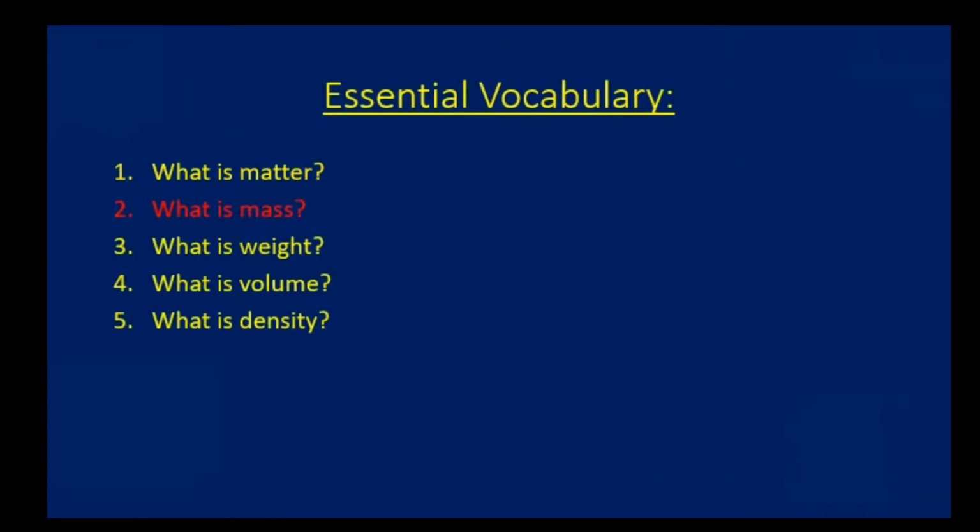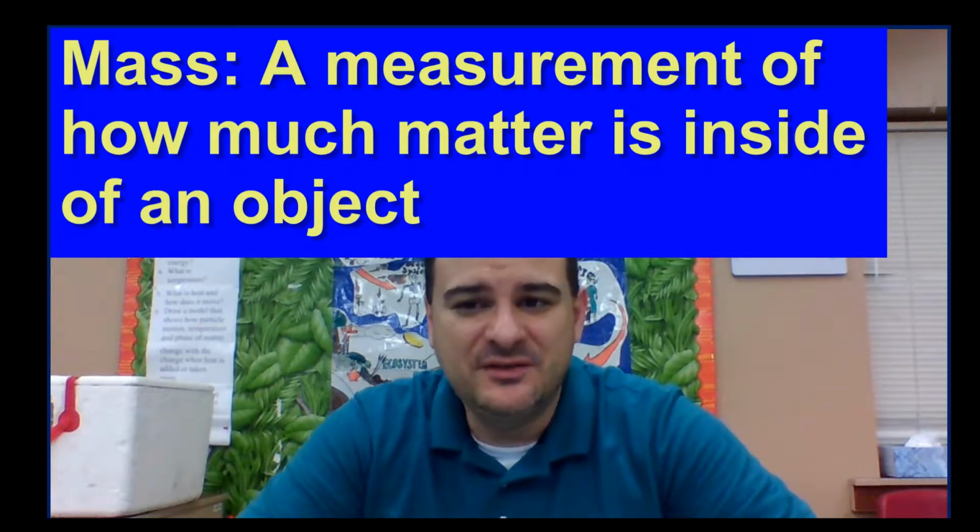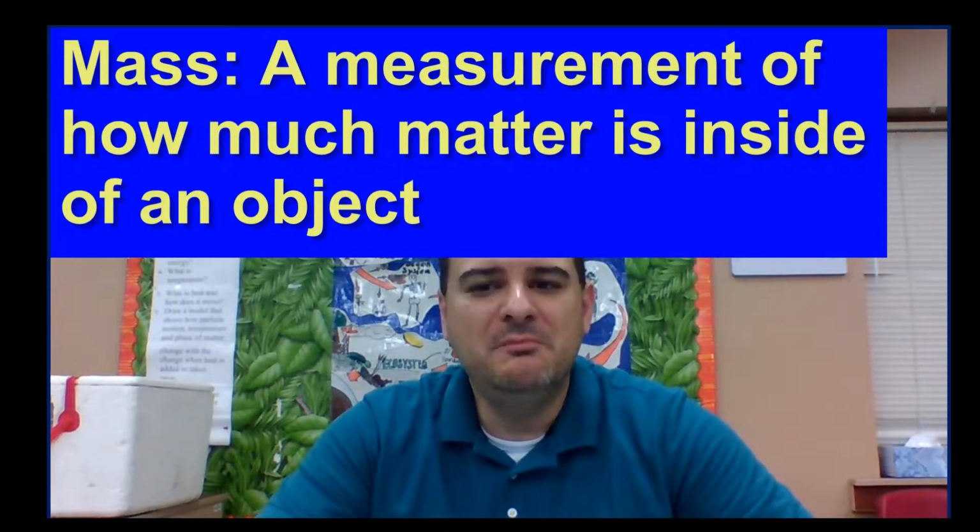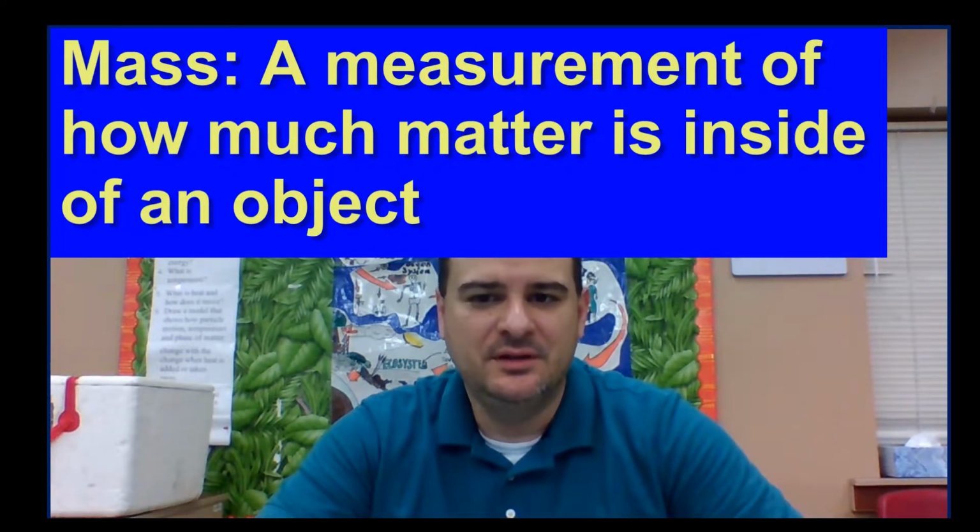Question number 2 says, what is mass? The definition of mass is, and this is the scientific definition, a measurement of how much matter is inside of an object. Well, if matter is made of particles, shouldn't I be able to measure just how many particles are stuffed inside of something? What about if I count them? Well, I can't, of course, because they're way too small. But what if I could? So let's just pretend for a second that I could get a really powerful microscope or something, or the particles are big enough, or somehow I could count them all.